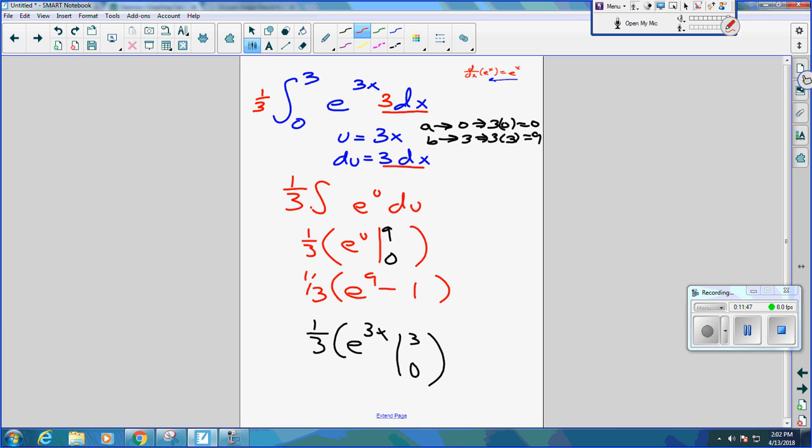Now, would I get the same answer for the black one? Absolutely. But a lot of times, it's easier to change the limits of integration to match your u and not resubstitute. And that is allowable on these e to the x problems. Otherwise, you do have to substitute back. If you want to stick with 3 and 0, it has to be with respect to x. These limits were x values, not u values.